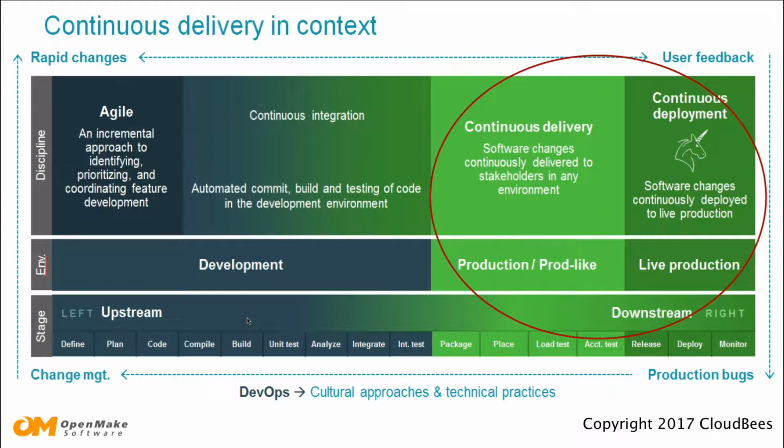Once the developers are happy with their changes, they need to get those changes out to the stakeholders in any of the environments. So they need to deliver those changes out to QA, UAT, or a production-like environment. And those changes should be delivered automatically after the developers are ready to go. So that process of continuous delivery is an automatic process.